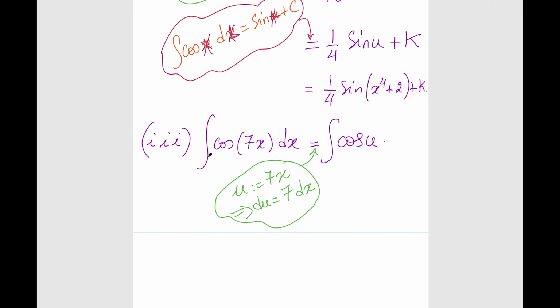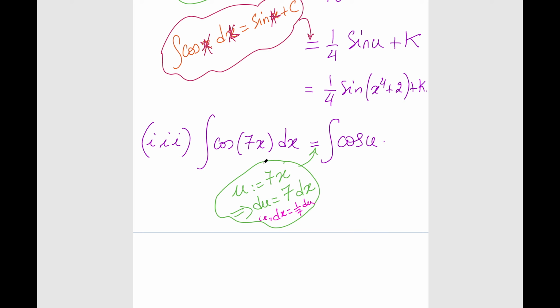If you don't want to do it this way, how about we do it as we did it above? Here, we solve for dx. What's dx in terms of du? Isn't it 1/7 du? Correct? Dx is 1/7 du. Divide both sides by 7. Because you want to write everything here in terms of u.